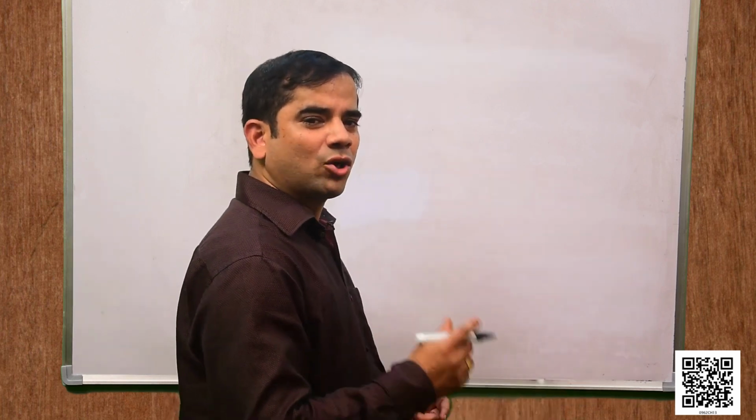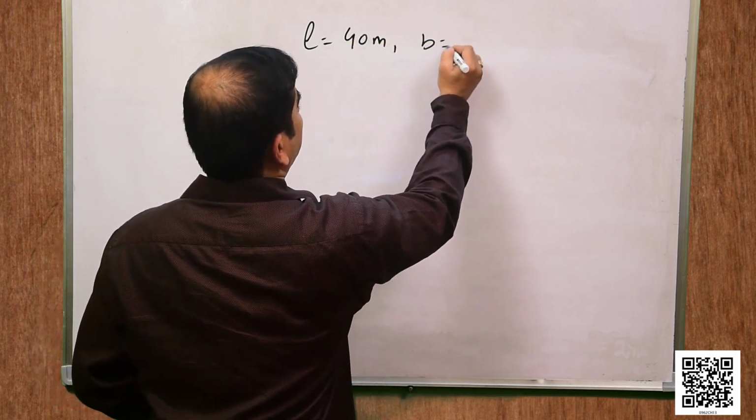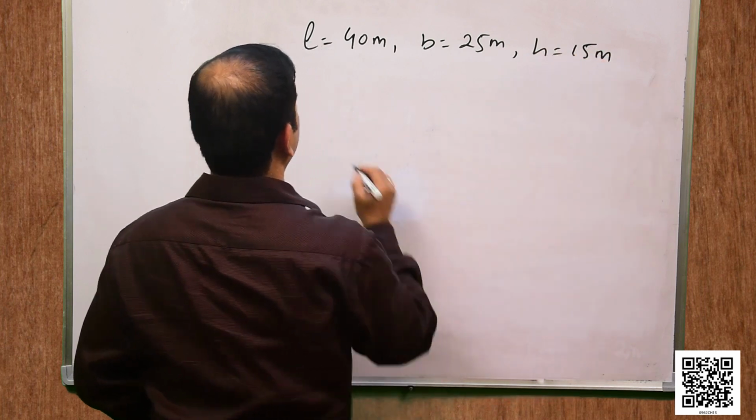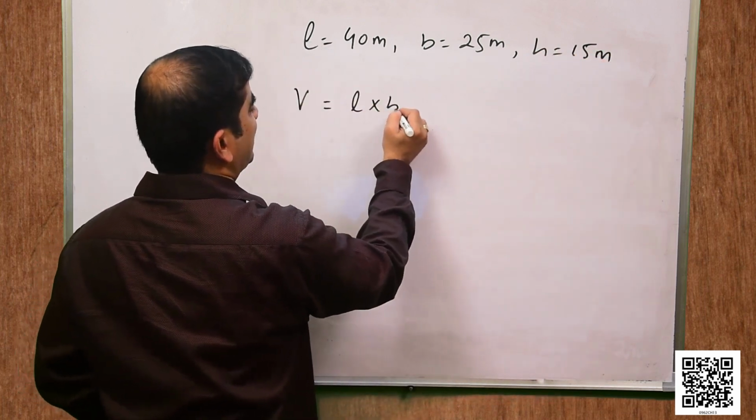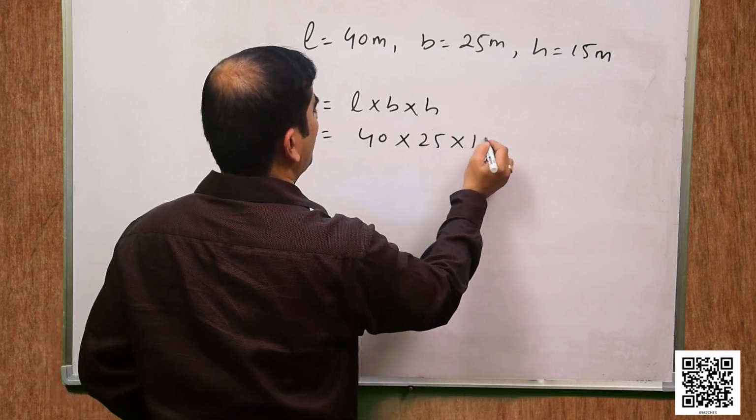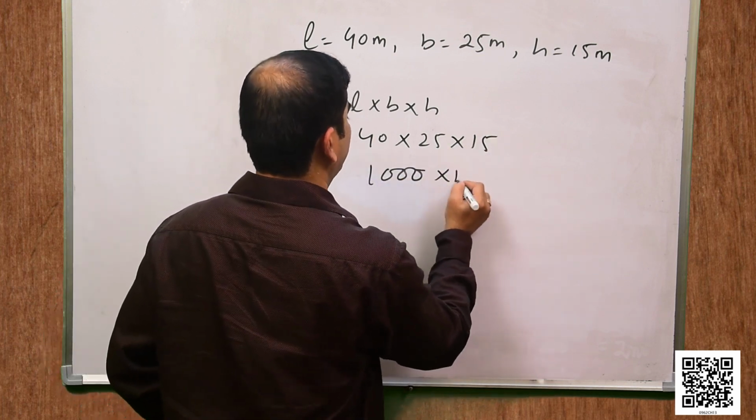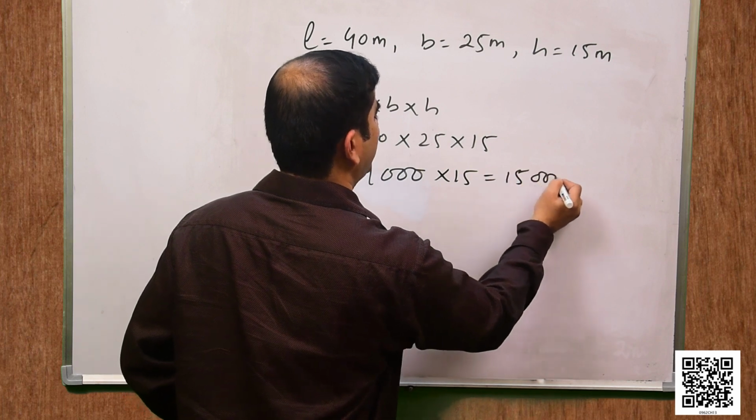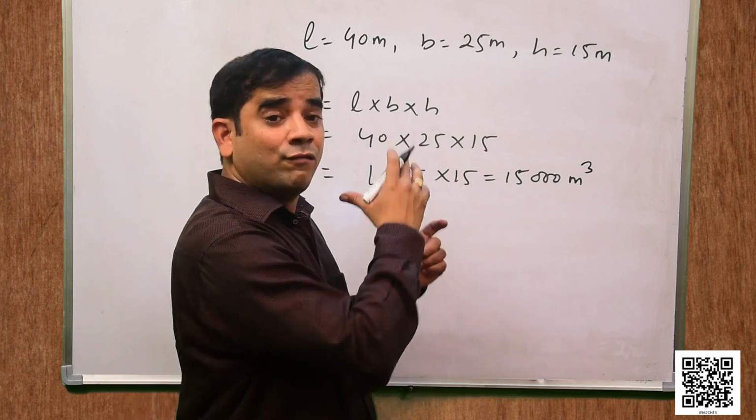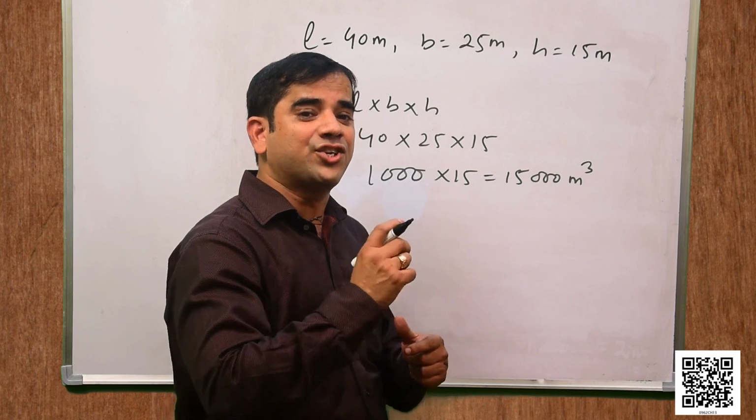So the dimensions of the godown are: length is equal to 40 meter, breadth is equal to 25 meter and height is equal to 15 meter. So volume is equal to length into breadth into height, that is 40 into 25 into 15, that is equal to 1000 into 15 or 15,000 meter cube. Okay, we have found the volume of the godown.